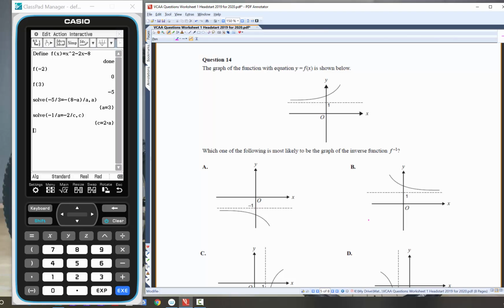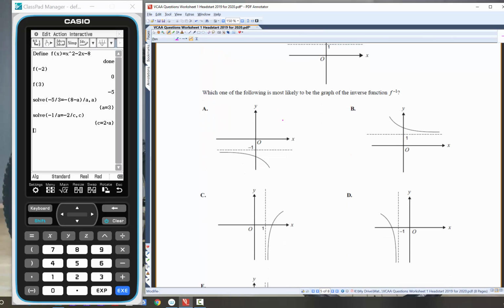Okay, the graph of the function here. So we've got an exponential function, which is the most likely to be the inverse. So it's going to be a logarithm. Okay, so we were after a logarithm.